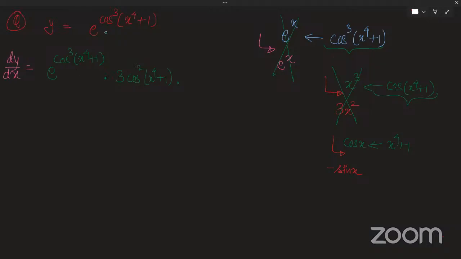Minus sine of x raised to 4 plus 1. Great. It will be minus sine of x raised to 4 plus 1. Right? You get this.